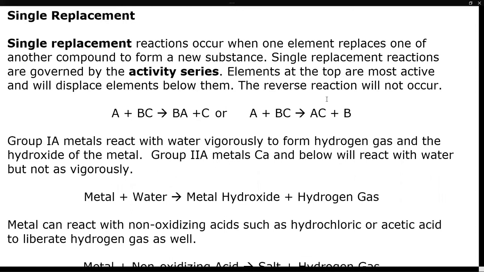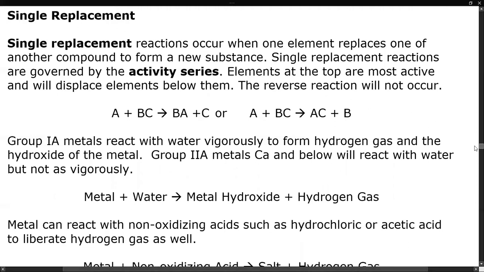Here are some basic kinds of them. Group 1A metals react vigorously with water to form hydrogen gas, and then a hydroxide of the metal. Group 2A metals will react with water, but not as vigorously. So your overall would be the metal plus water goes to a metal hydroxide and hydrogen gas. But it has to be active enough. Things that aren't active enough won't do that.